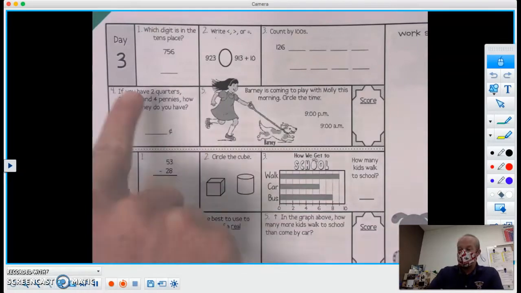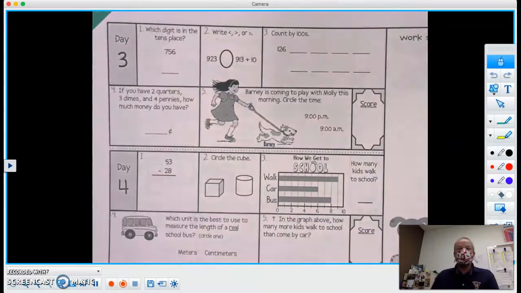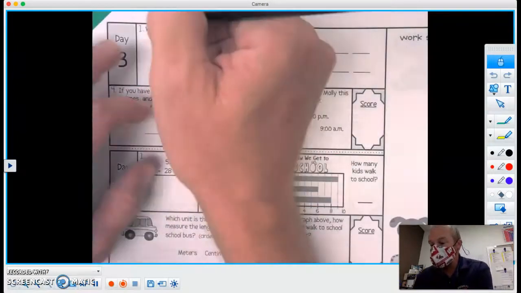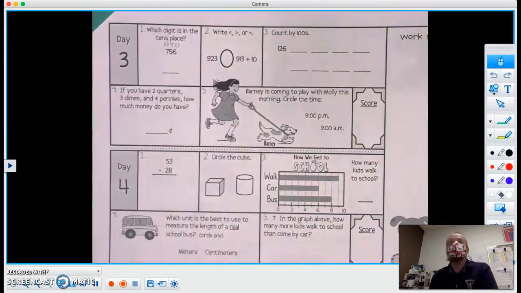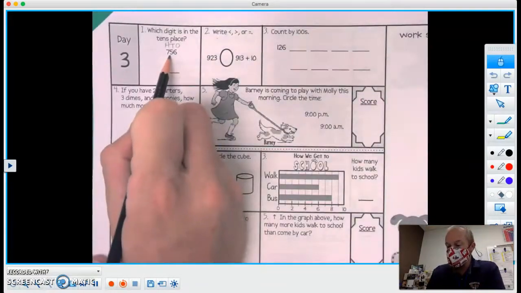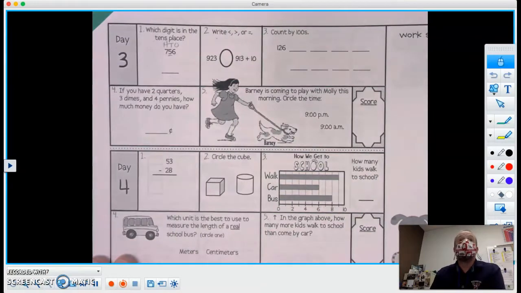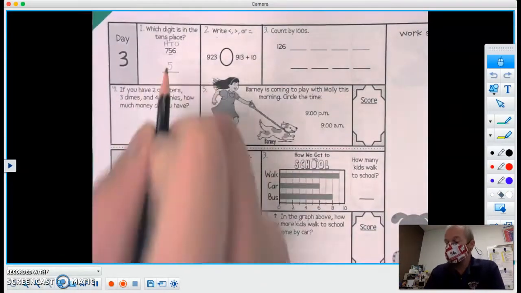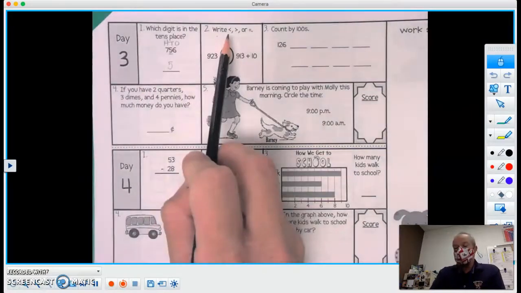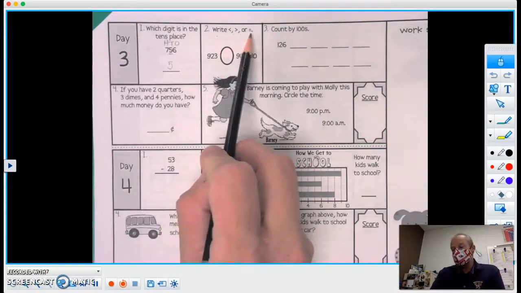Day 3. Which digit is in the tens place? Remember, we go hundreds, tens, ones. So the digit in the tens place would be our 5, correct? Did you guys get 5? Okay. Write less than, greater than, or equal to.